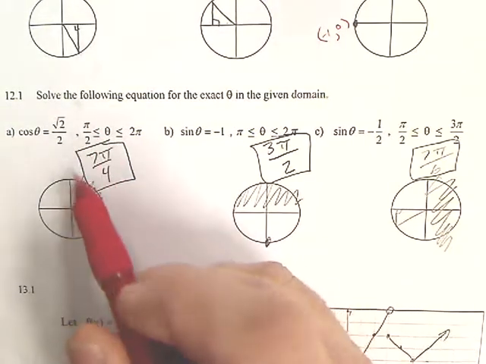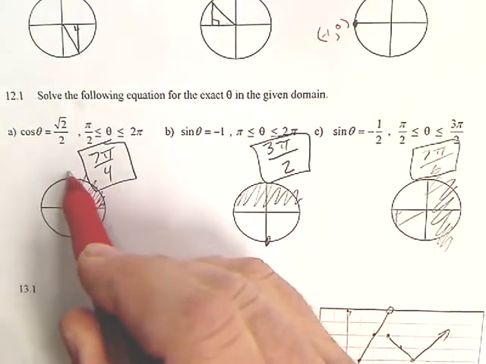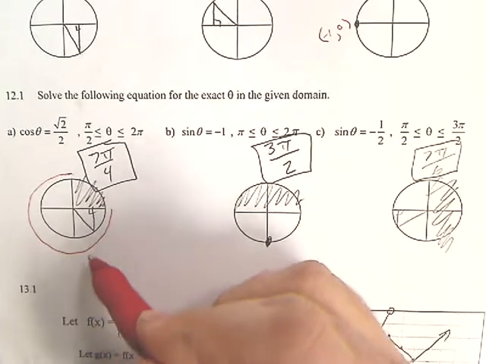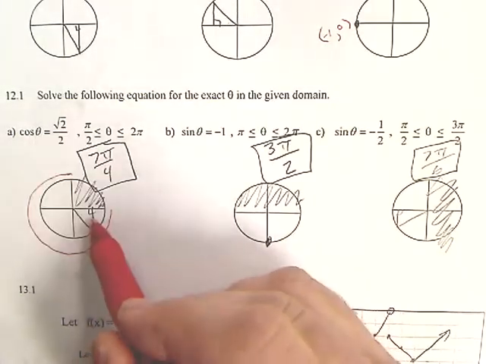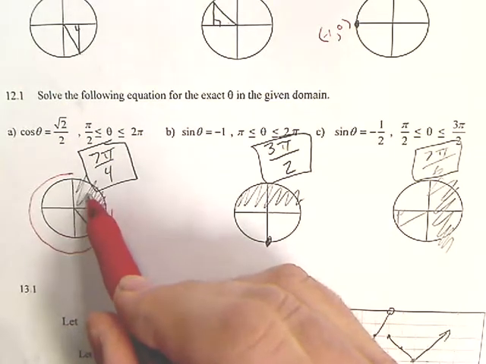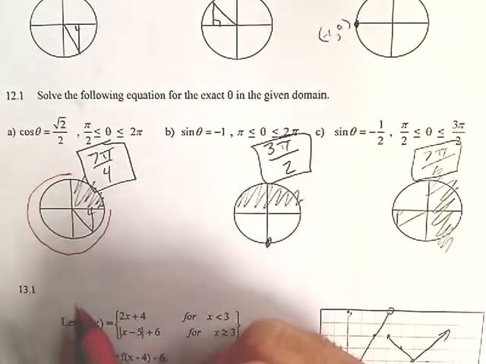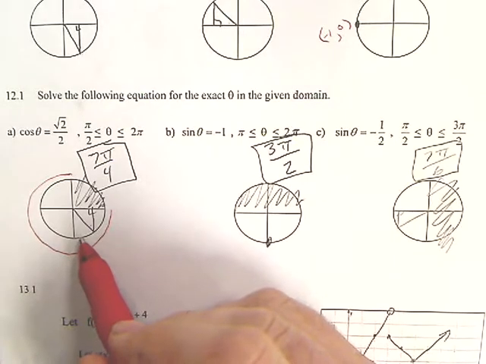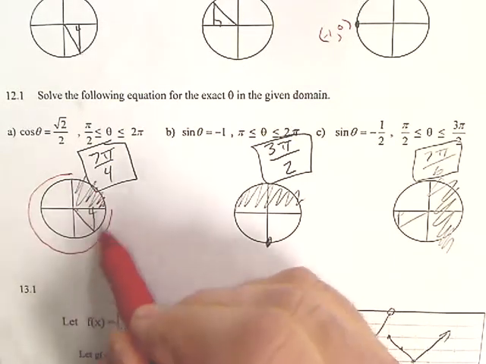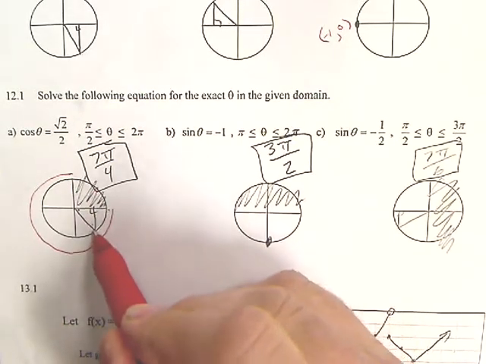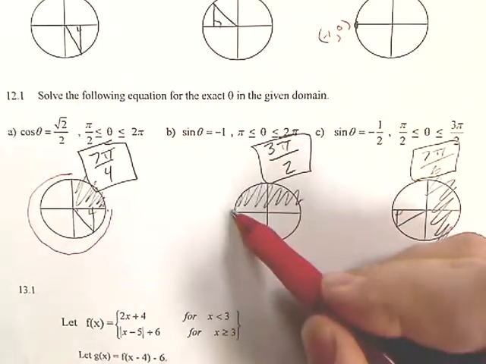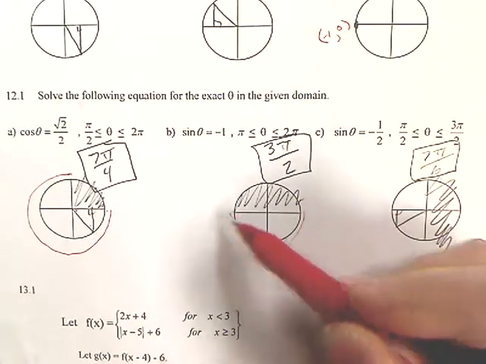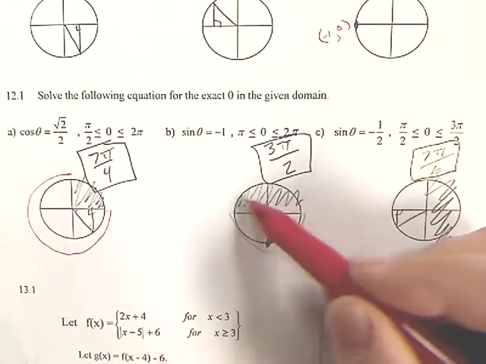Domain restriction. So I have to start at pi over 2, and it can go all the way to 2 pi. And I know that cosine is positive, so it can only be here or here, but we eliminated that quadrant. So I know that's a 45-degree angle. 8 pi over 4, so this would be 7 pi over 4. From pi to 2 pi, that's the domain I can use. I cannot use this part.